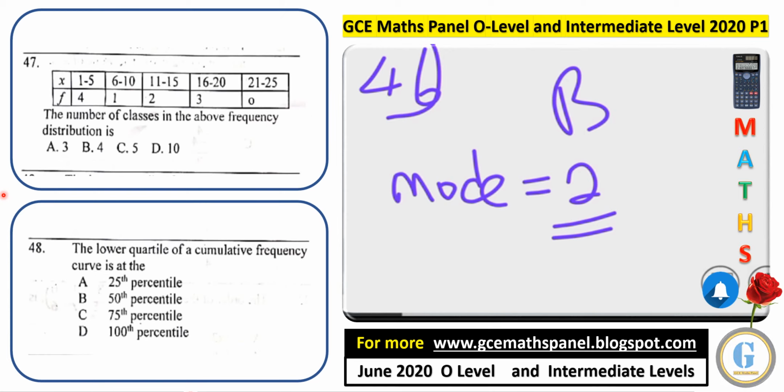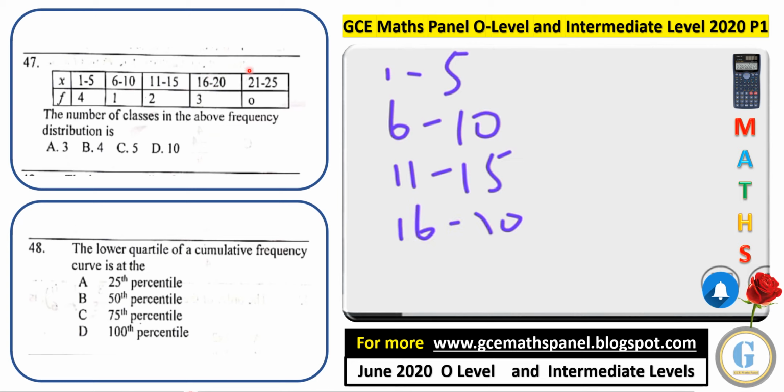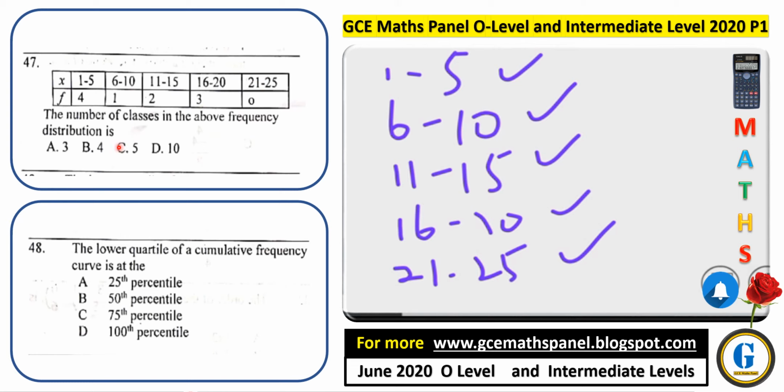All right, question 47. You are given that frequency distribution table. The number of classes in the above frequency distribution is? So let us count the number of classes. 1 to 5 is a class. 6 to 10 is another class. 11 to 15 is another class. 16 to 20 is another class, and 21 to 25 is another class. So how many classes are here altogether? We have 1, 2, 3, 4, 5. So there are 5 classes. The answer here is D.